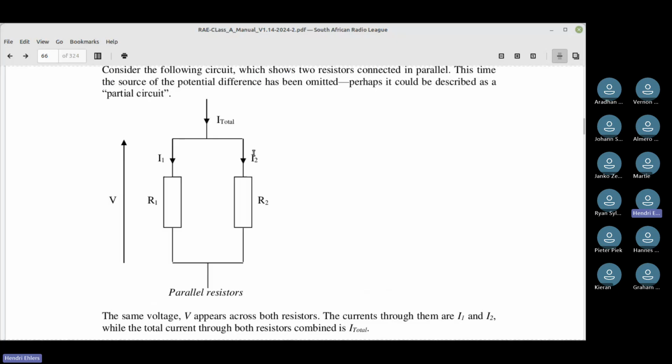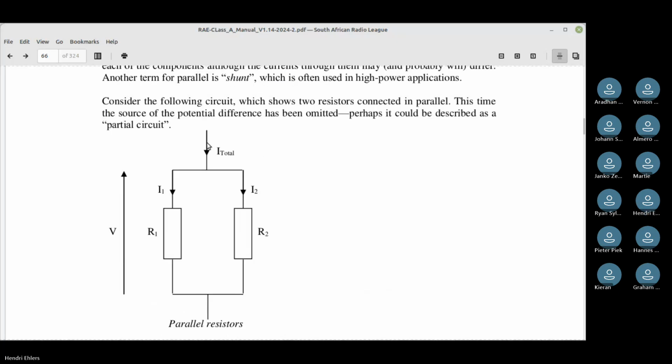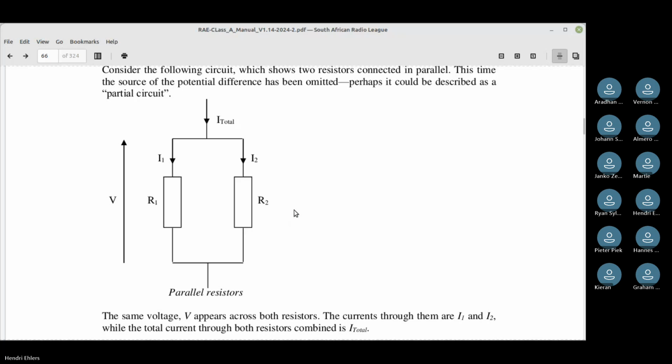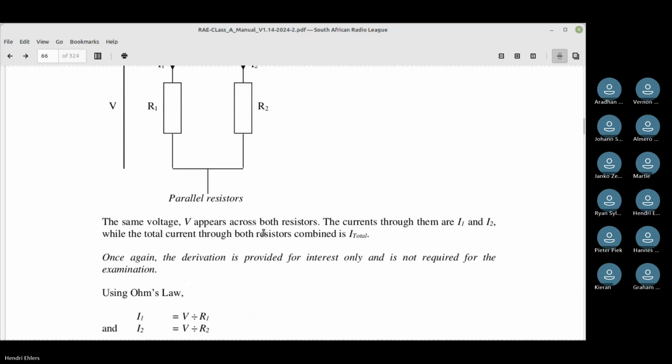Right. So what basically happens is that if you have a 10 ohm here and a 10 ohm here, the combined resistance will halve, and you'll have a total resistance of 5. But that is only if they are exactly the same. But I would never advise you to assume. I would always advise you to calculate. Right.